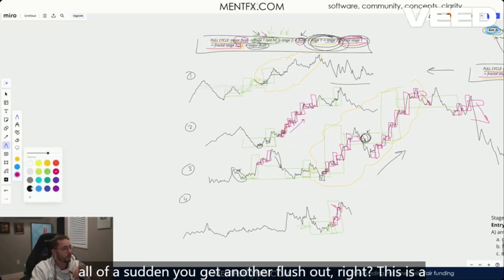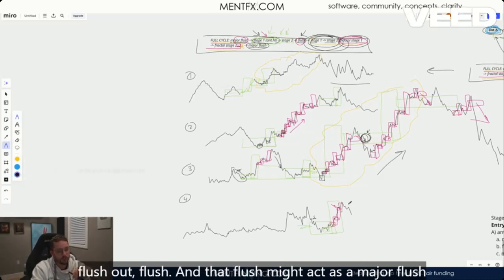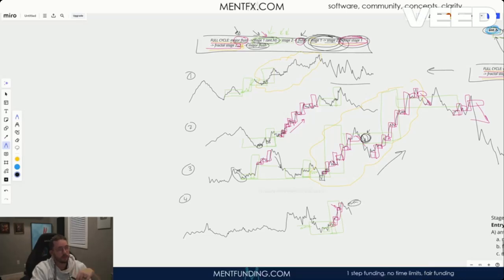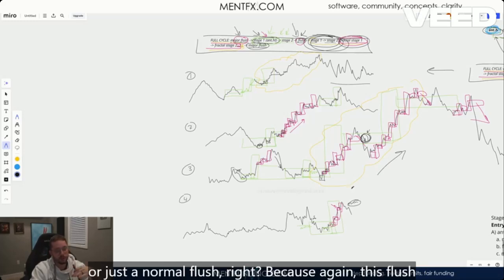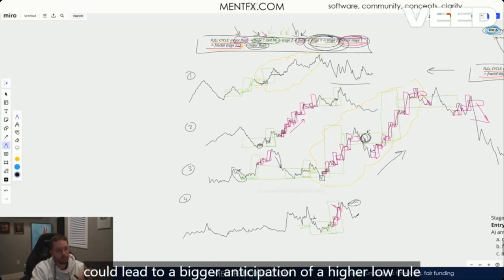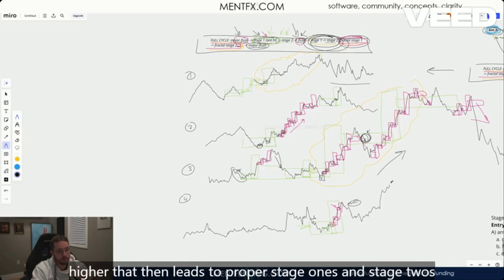And then all of a sudden you get another flush out, right? This is a flush out. And that flush might act as a major flush or just a normal flush, right? Because again, this flush could lead to a bigger anticipation of a higher low rule that might lead to new MBs, that might lead to a real move higher that then leads to proper stage 1s and stage 2s delivering.